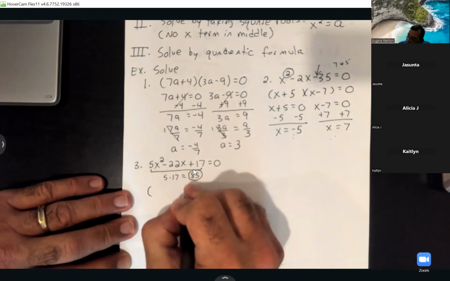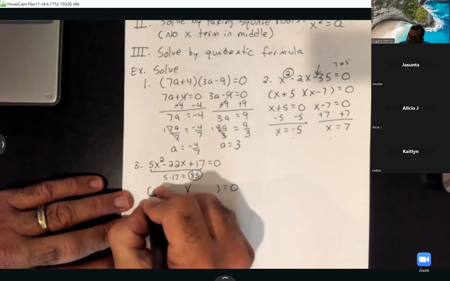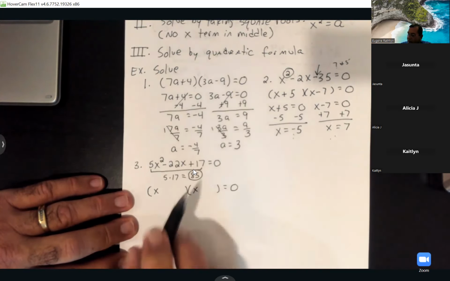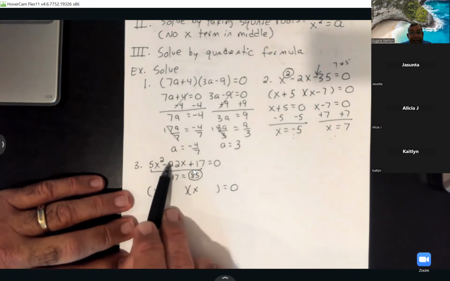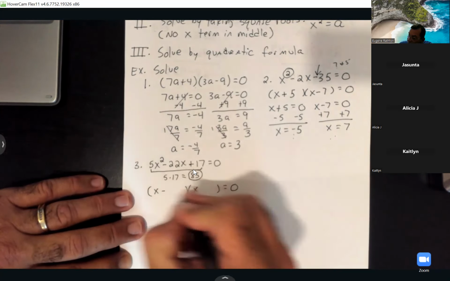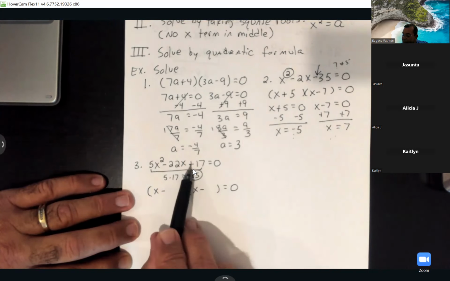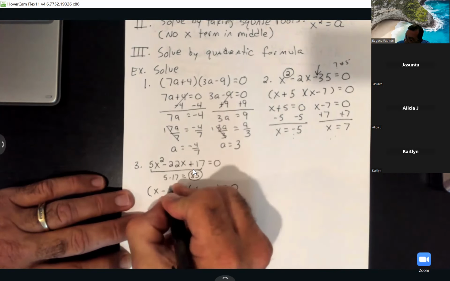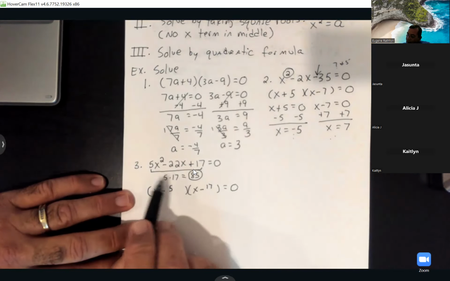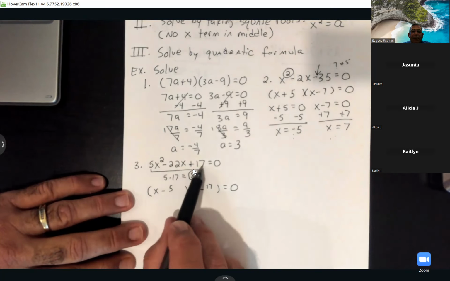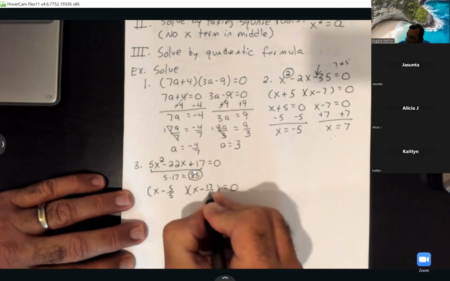Remember, we started out with our 2 parentheses. I'm going to put an x in front of both. This last number is positive, so both of these factors will be the same sign as the middle. So they're both going to be negative. The factors of 85 that added to get 22 were 5 and 17. But remember, since we borrowed that 5 to multiply by the 17, we got to divide the 5 back out.